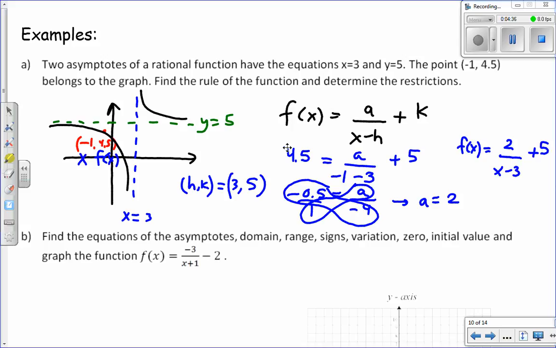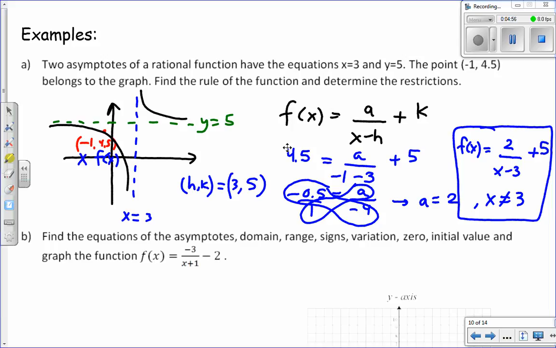The restriction is, when is this going to exist? All the time, except when x is equal to 3. Okay, so that would be my restriction, because what happens if x is equal to 3, then it's going to divide by 0 and it doesn't work.